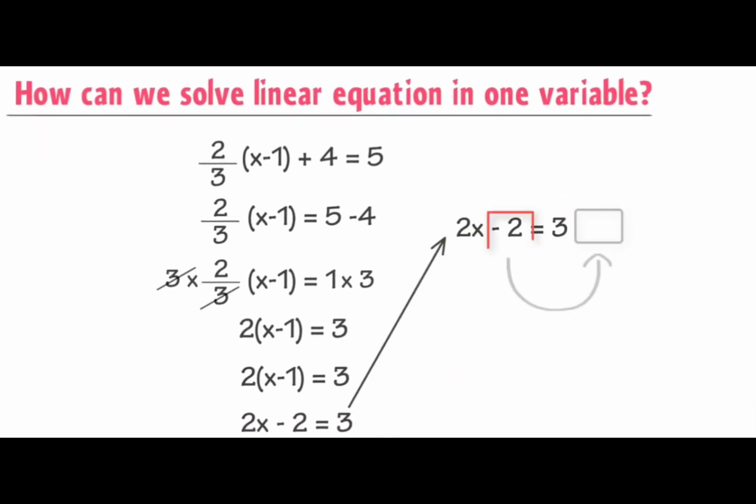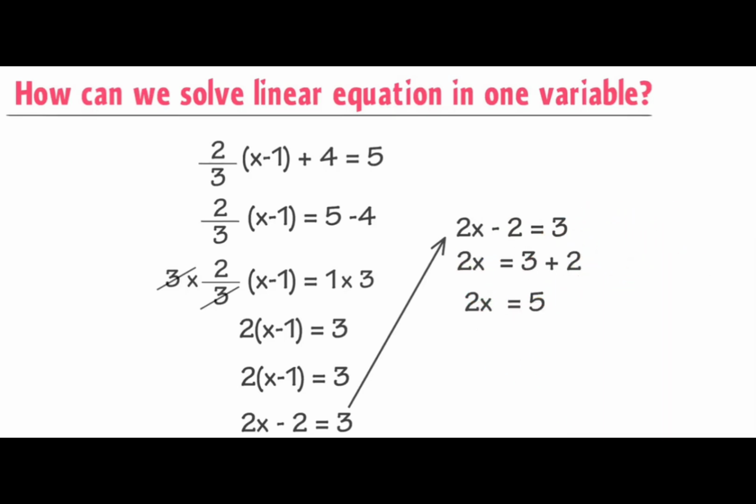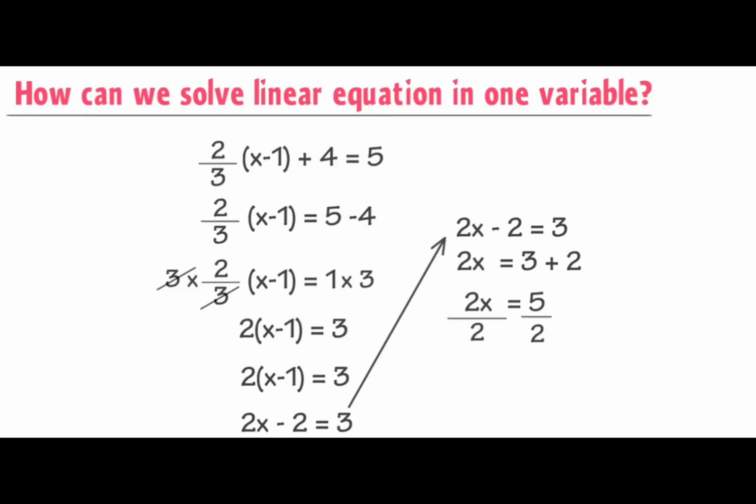Now again we will shift minus 2 from the left to the right hand side. Thus we get 2x is equal to 3 plus 2. Our 2x is equal to 5. So dividing both sides by 2, 2x divided by 2 is equal to 5 divided by 2. 2 and 2 are again cancelled out. As a result, we would get x is equal to 5 divided by 2.